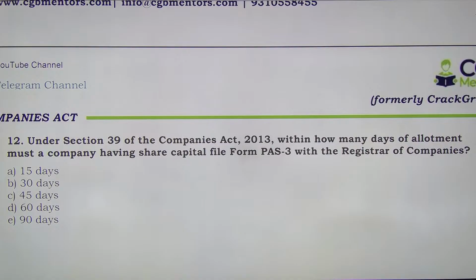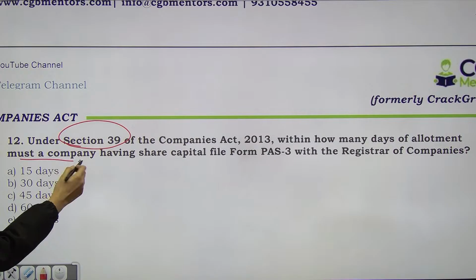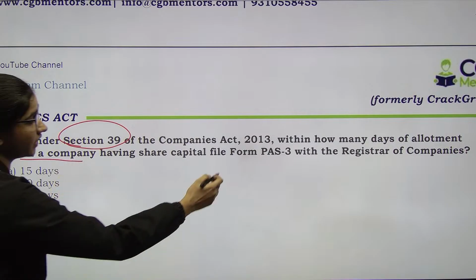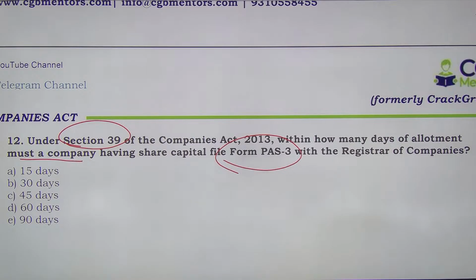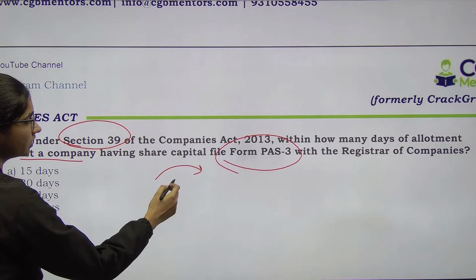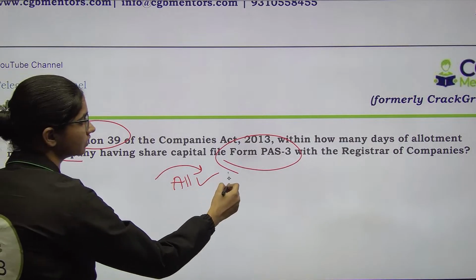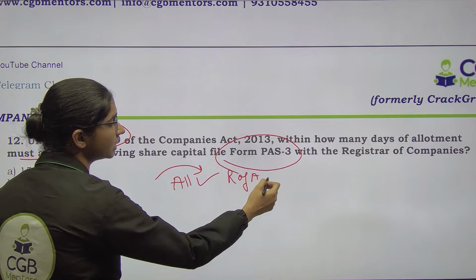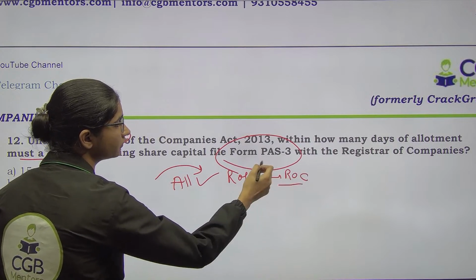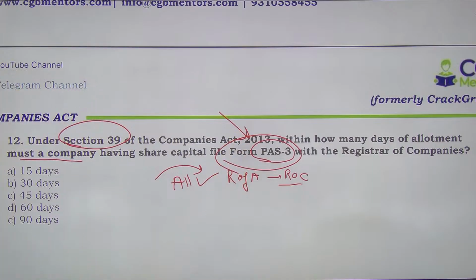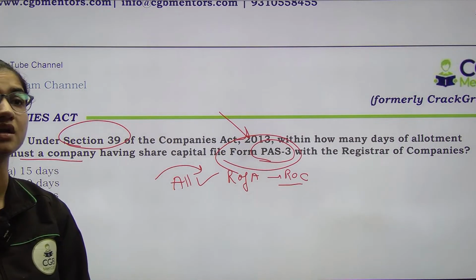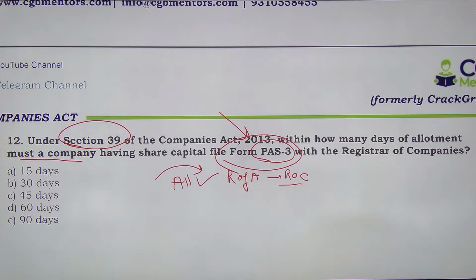Question number 12 is asking you, according to section number 39 of the Companies Act, within how many days of allotment must a company having share capital file form number PAS3 with the ROC. Okay, so a company that has issued share capital, and allotment has been completed, now has to file the return of allotment. With whom? With the ROC. In which form? In form number PAS3. Please remember the form numbers also, because the question can come from the form numbers also, right? So in how many days do they have to file the return with the ROC? This is the question.